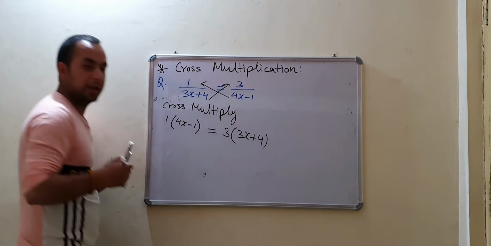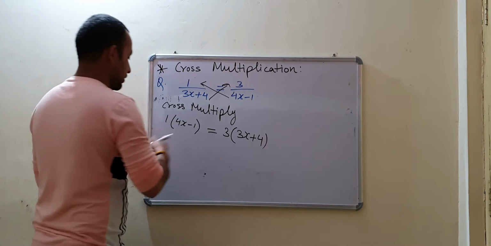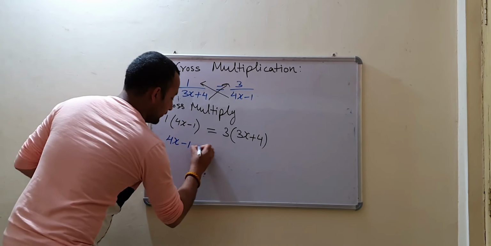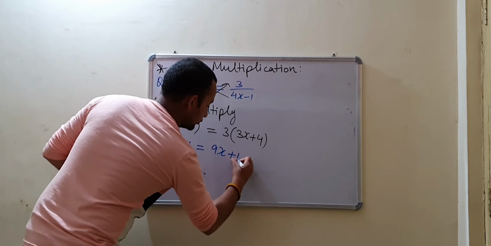Now again here you are using the distribution method, you have to remove the brackets. So 1 times 4x is 4x, 1 times 1 is negative 1. 3 times 3x is 9x, 3 times 4 is 12.